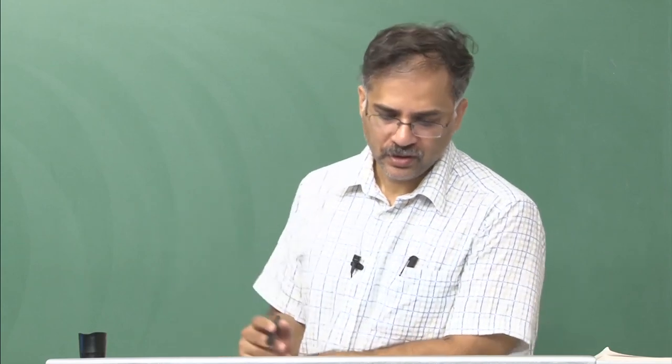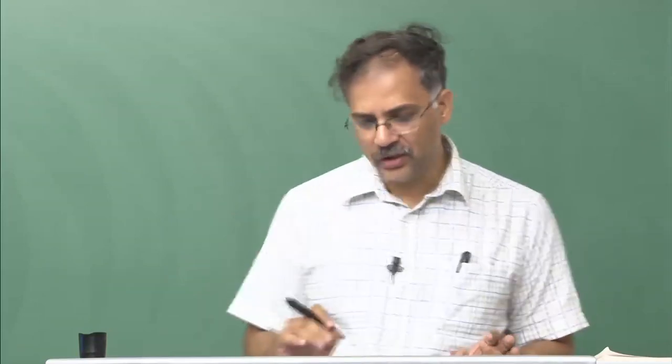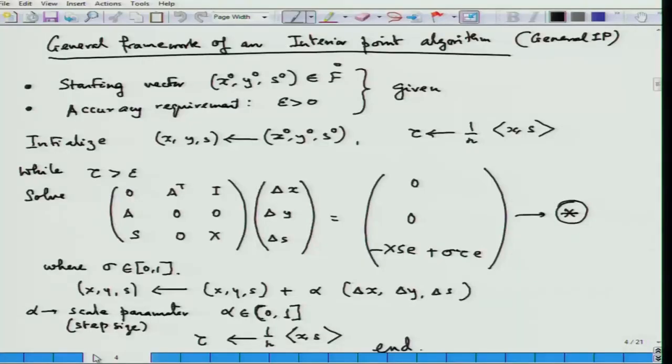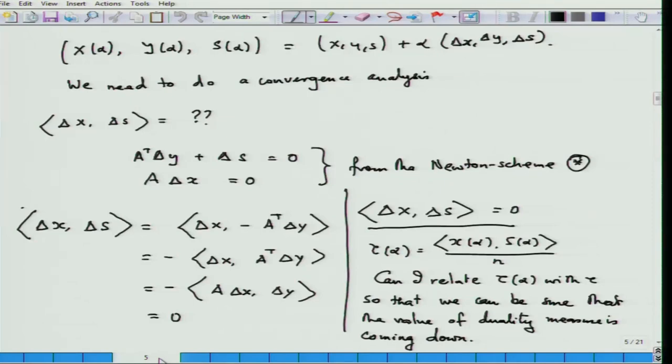Before we progress to showing that the IP algorithms are actually polynomial time, it is good that we take a short look at what we had done yesterday. We will just go over it very fast. This is what we did in the last class: the general framework of an interior point algorithm, where you have a starting point, initialize the duality measure, and solve not exactly the relaxed KKT condition, but a little modification of it using the centering parameter sigma. Once done, this is the way you update from a current solution to a new iterate.